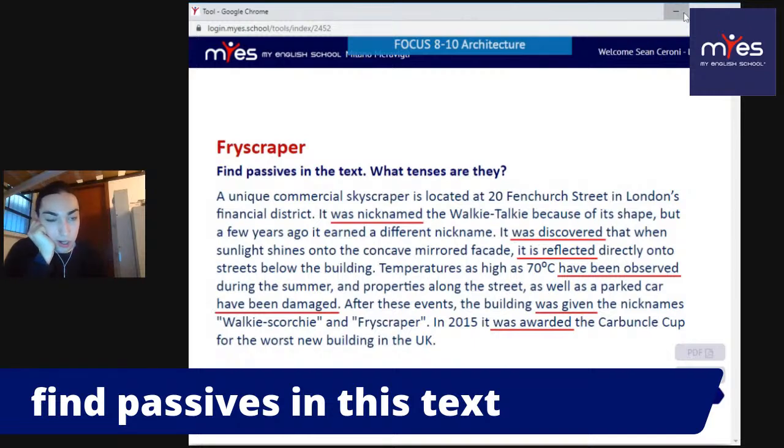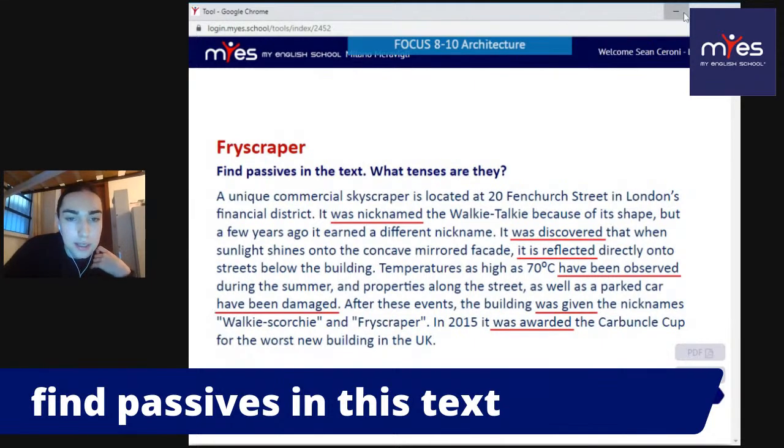As I said before, to be is what changes with the passives. You will always have the main verb in the past participle after to be. And to be will be in the tense of the time you want to refer to, the tense that the main verb would usually be in the active sentence. So, let's say, the people of London nicknamed it the walkie-talkie. It was nicknamed. So, nicknamed, it's the past simple. We put to be in the past simple, was nicknamed.